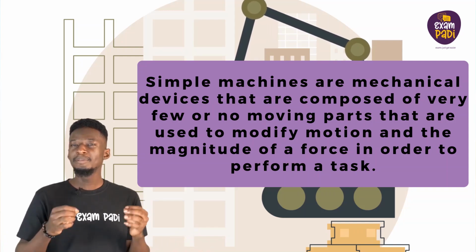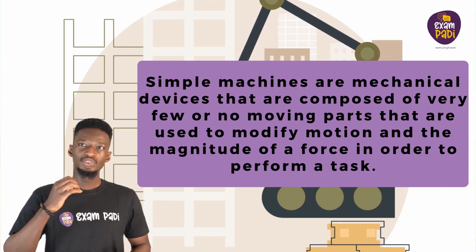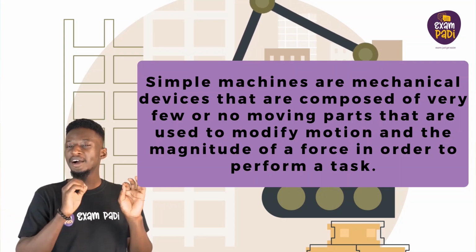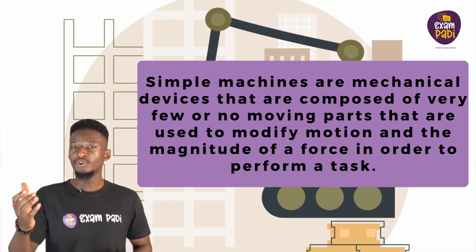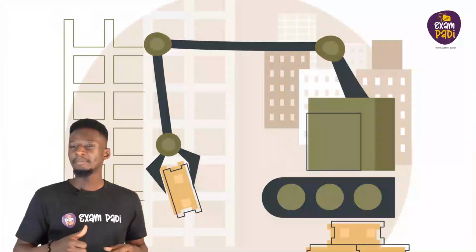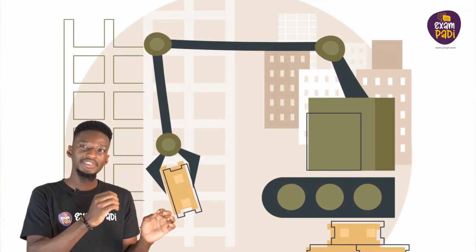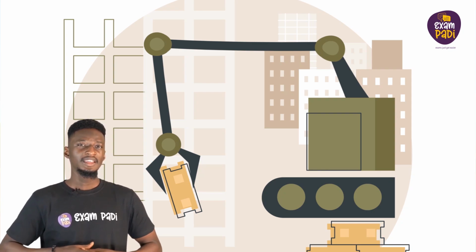Simple machines are mechanical devices composed of a few moving parts used to modify motion and the magnitude of a force in order to perform a task. They make work easier by changing the direction of an applied force or increasing its effects.